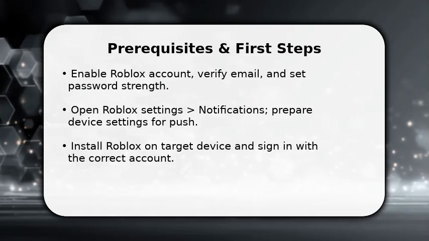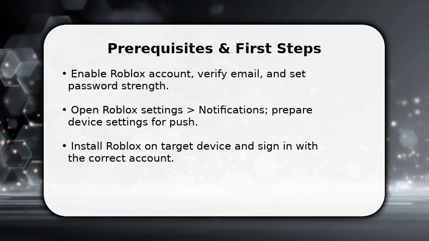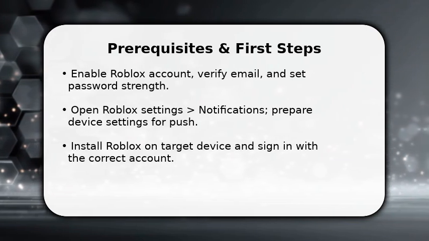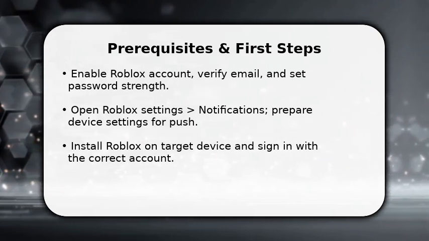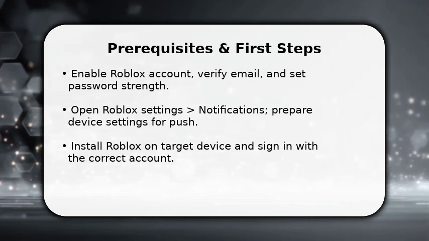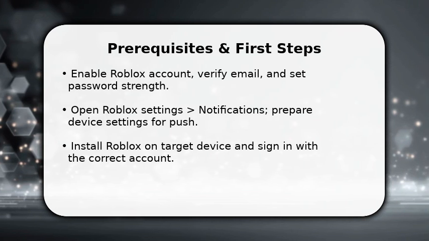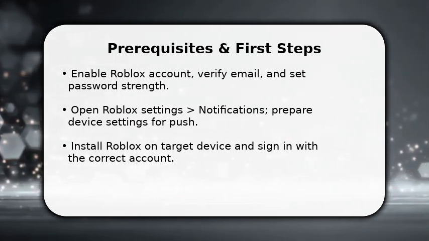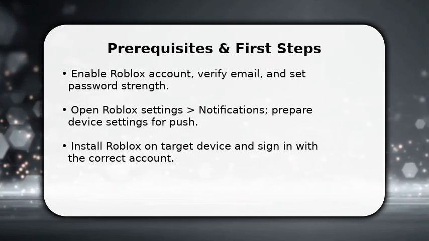You start by confirming prerequisites. You have a verified Roblox account and the app installed on the device you want notifications on. Open Roblox, go to Settings, then Notifications to begin. This is where you enable basic triggers. Once done, make sure your device-level push permissions are allowed for Roblox so messages can reach you.